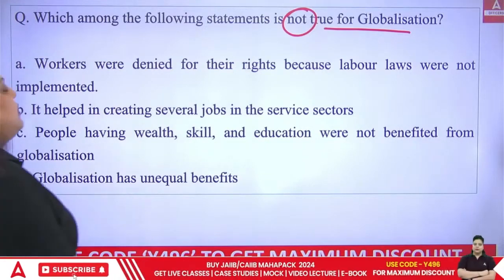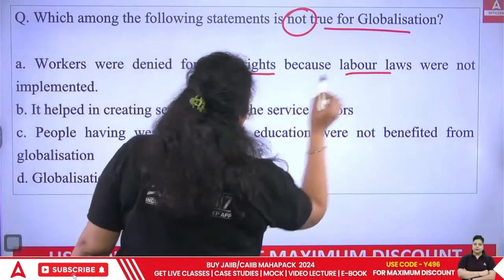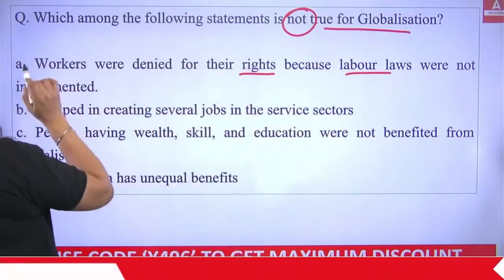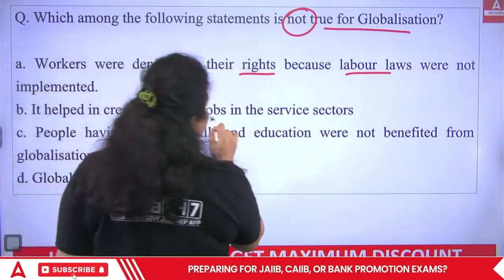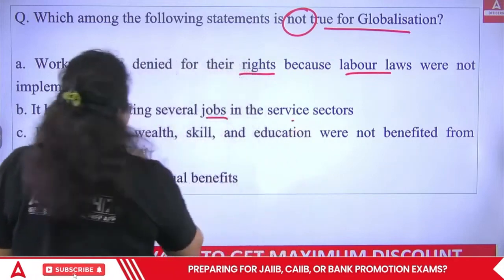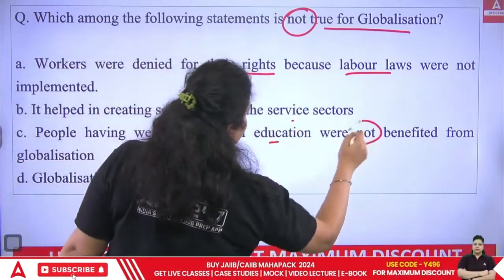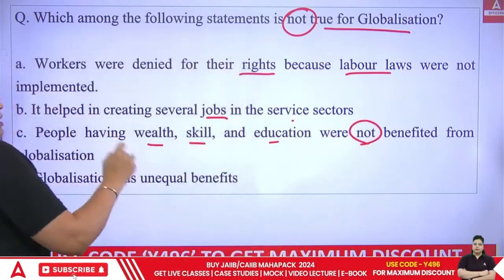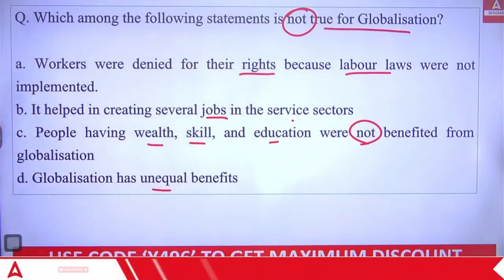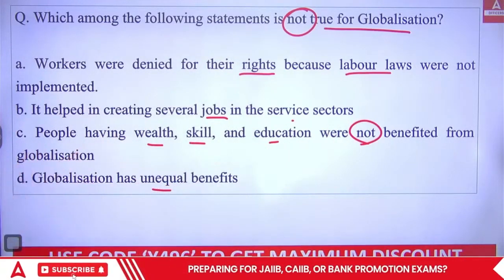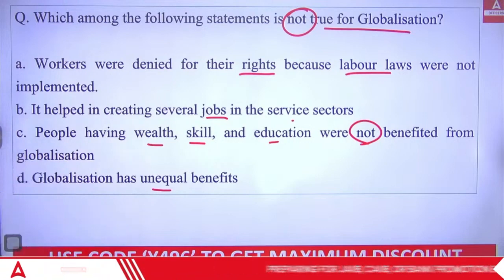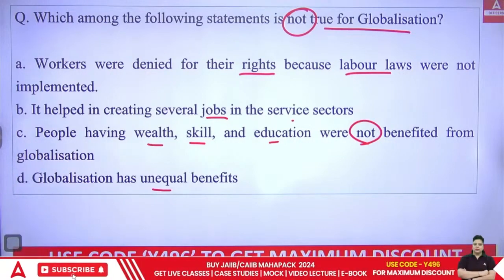Workers were denied their rights because labour laws were not implemented. It helped in creating several jobs in the service sector. People having wealth, skills, education were not benefited from the globalization. Globalization has unequal benefits. Now, which of the following is not true? You have to tell which one is not true.